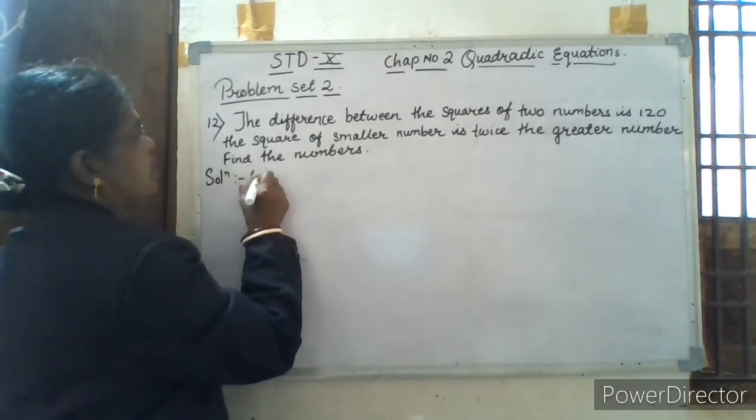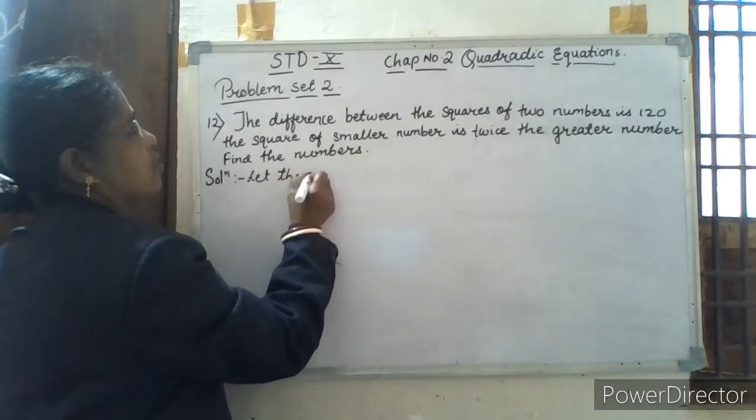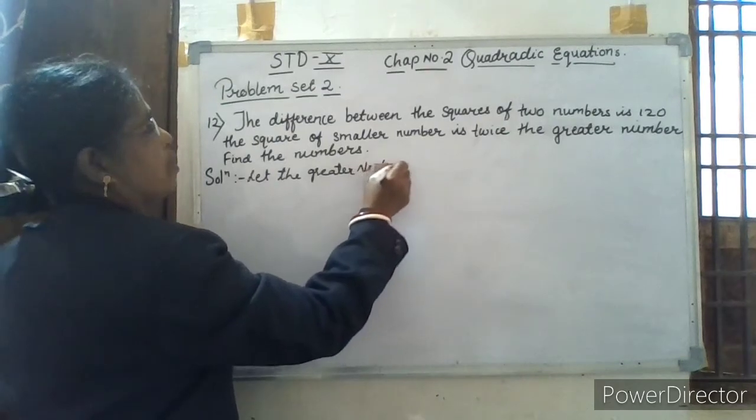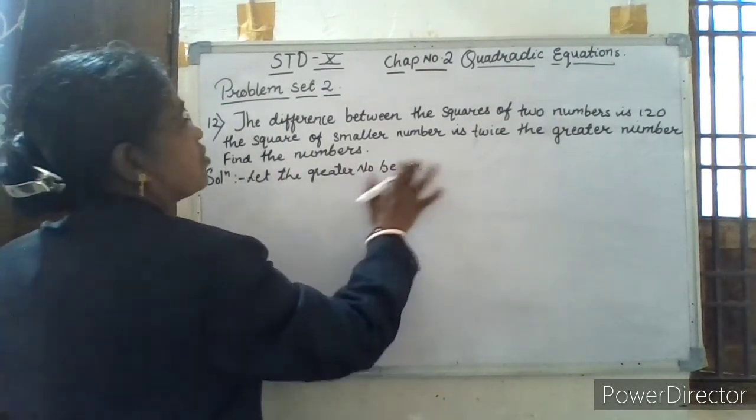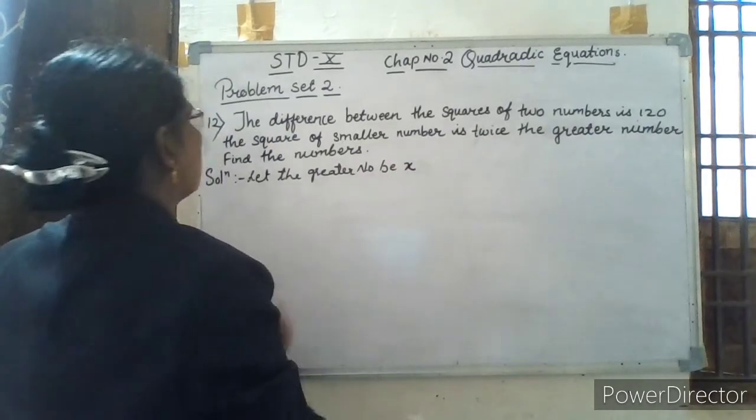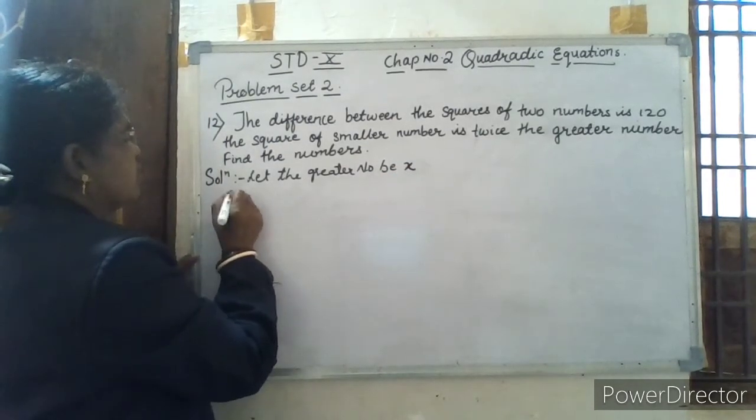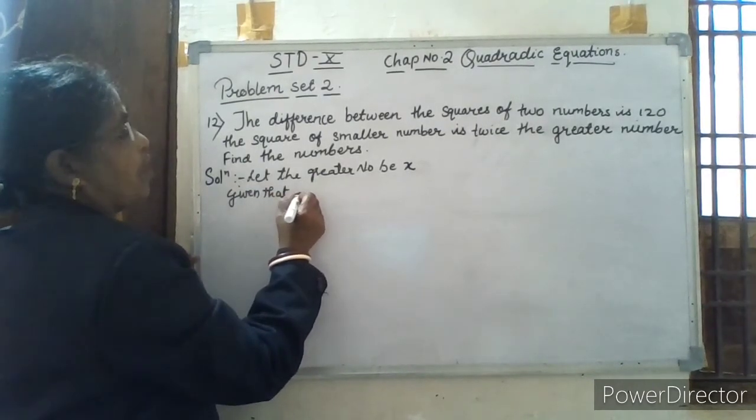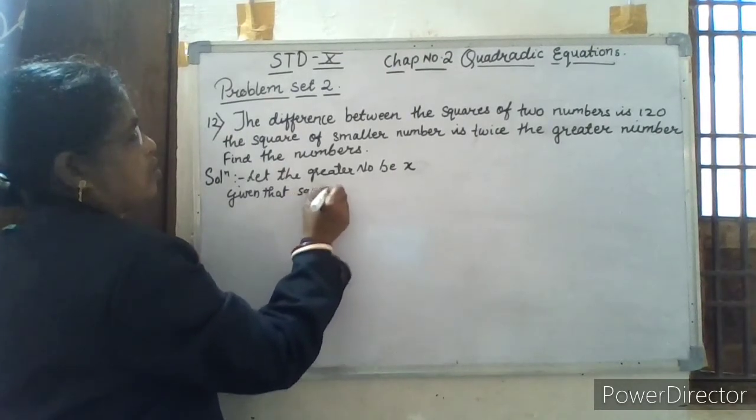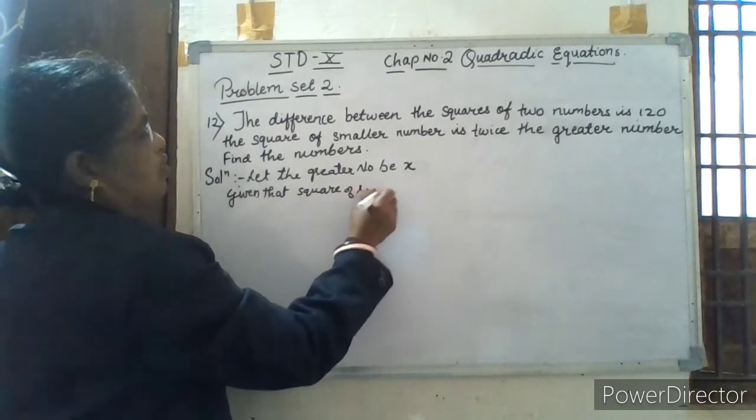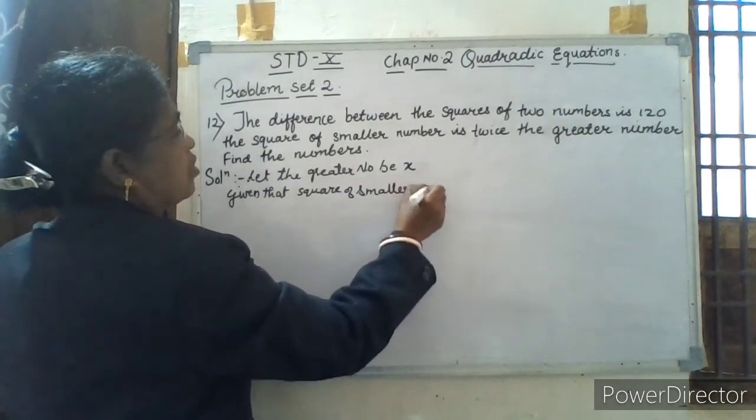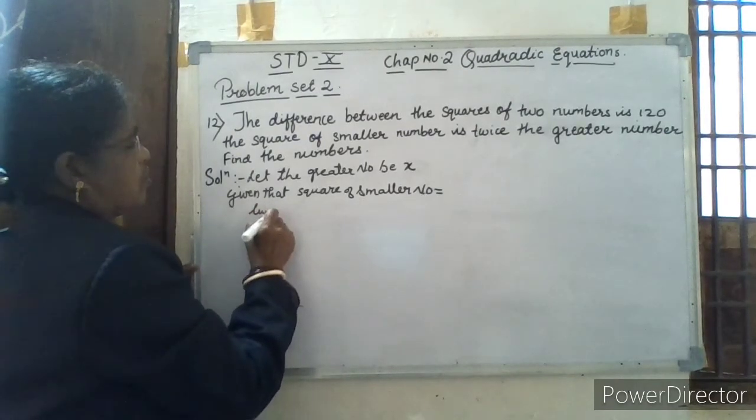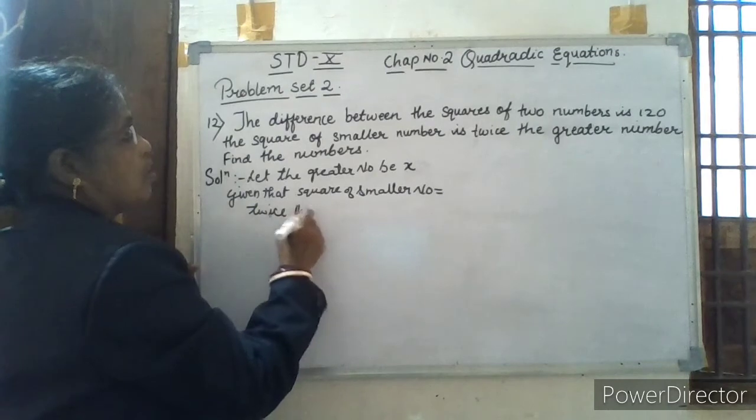Let the greater number be x. Therefore, it is given that the square of the smaller number is equal to twice the greater number.